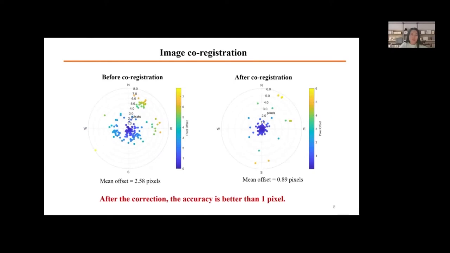So from the figure, we can see that before co-registration, the mean offset of each satellite image is 2.58 pixels. And after co-registration, the mean offset for each satellite image is 0.89 pixels. So after the correction, the accuracy is better than 1 pixel.